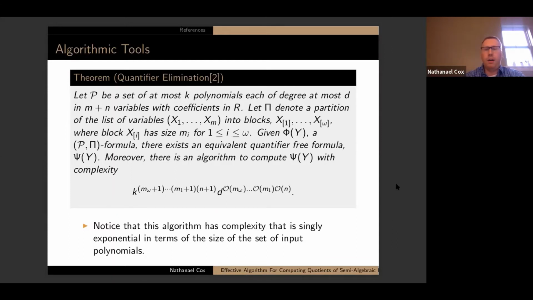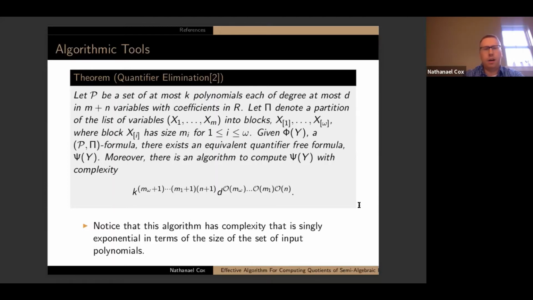And more importantly, there's an algorithm that lets you compute this quantifier-free formula with the following complexity. The thing to note is that this algorithm has complexity that is singly exponential in terms of the size of the set of input polynomials, right? If you work with algorithms in slightly more efficient fields, this might seem like a pretty bad complexity, but in algorithmic semi-algebraic geometry, this is about what you'd expect.